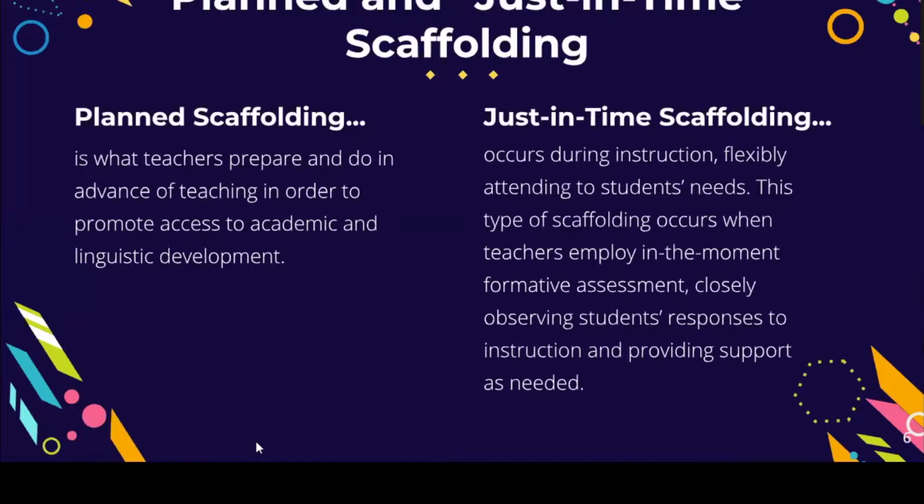And that just-in-time scaffolding occurs when we employ just in the moment formative assessment, which are part of the planned scaffolding. So I plan in opportunities for that. And then closely observe students' responses to the instruction and opportunities to demonstrate their understanding, and then provide the support as needed. So we plan ahead and we have it in our pocket for when it becomes necessary during reading.